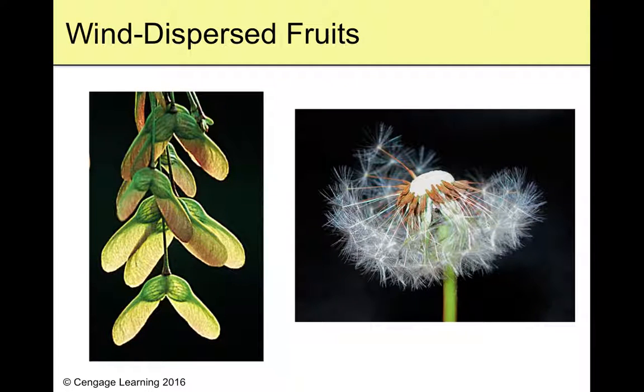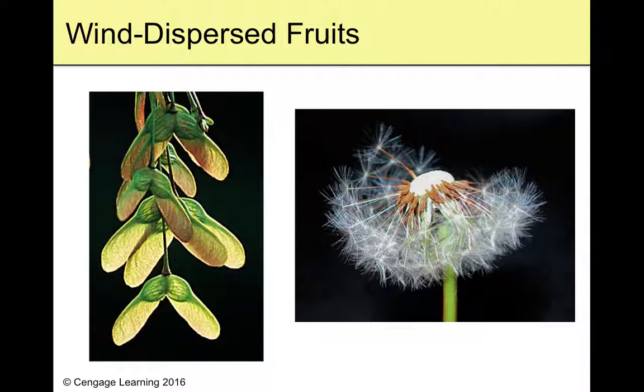Now here's some that you and I aren't eating, but are still fruits. Wind-dispersed fruits, like this one that has a wing, which is called a samara. It allows this seed to be carried by the fruit, which is this long extension of the ovary that's developed here. And the wind will carry that like a little helicopter. I'm sure you guys have played with these when you were kids.